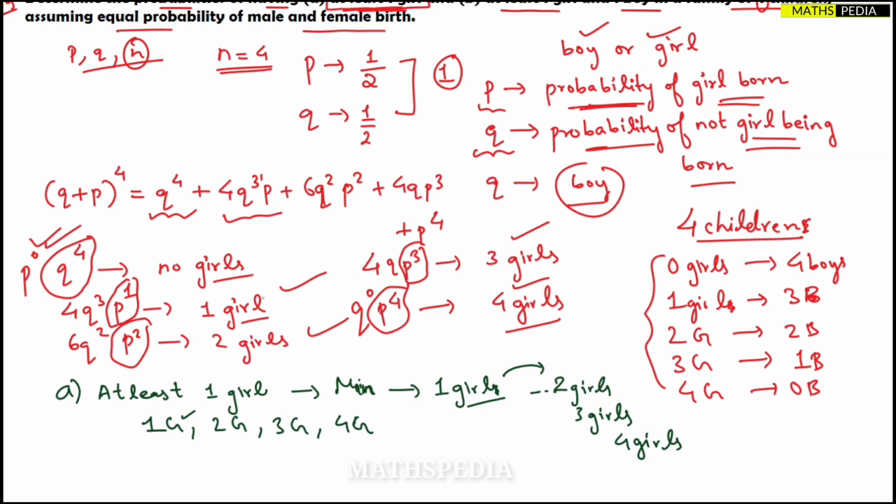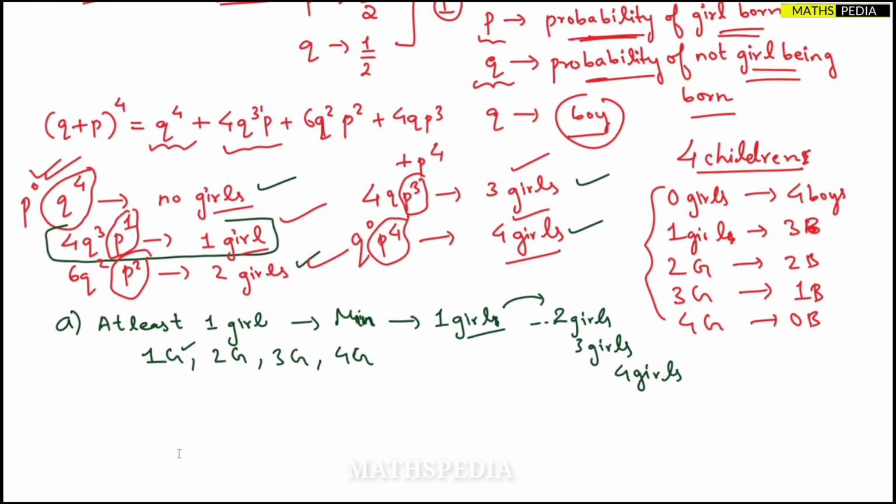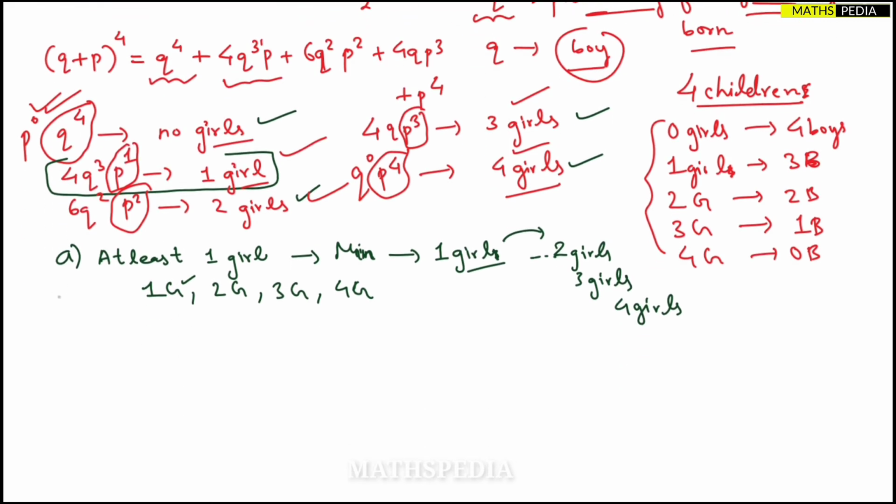So one girl means we have to find this term, right? Two girls means this term, three girls this term, four girls this term. So it is the sum of all these four terms. Don't consider the first term, it is no girls. Okay, so we'll add all these terms. That is 4Q cube P plus 6Q square P square plus 4Q P cube plus P power 4. I have to add all this.